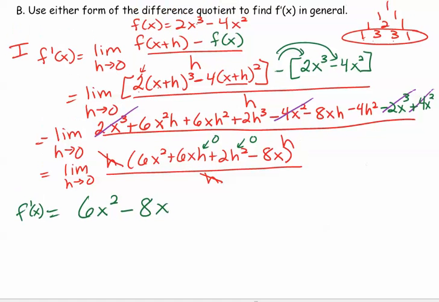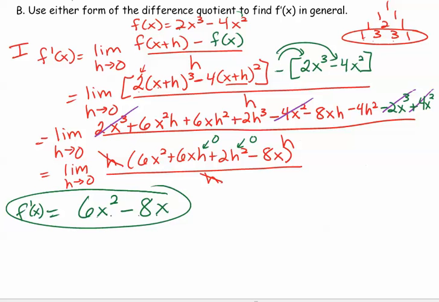So check it out again. Remember, we brought down the 3, so our first term became 6x squared. We brought down the 2, and our second term became negative 8x. So our power rule worked nicely. If we are asked to do the definition, that means that you have to go through the algebra process.